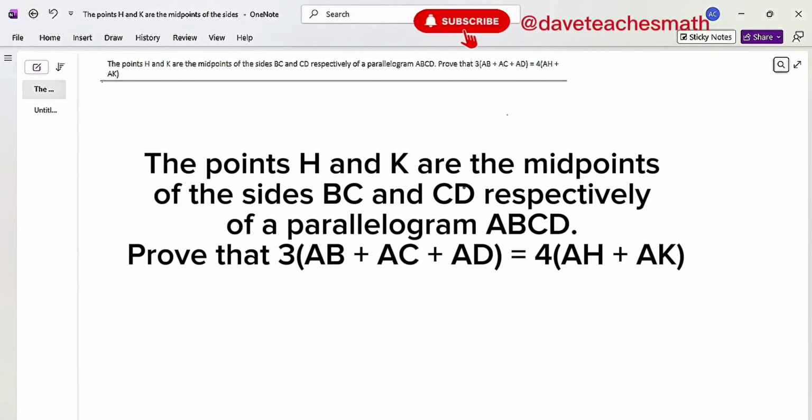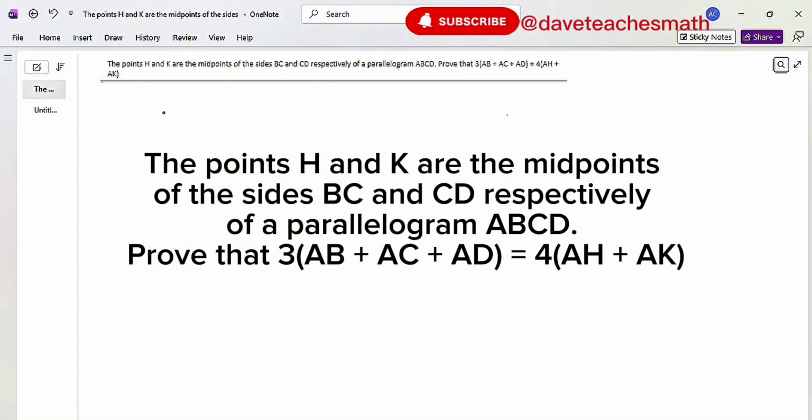So today we are going to get into vector additions using the parallelogram law of vectors. We have this question that I've written on the board. It says the points H and K are the midpoints of the sides BC and CD respectively of a parallelogram ABCD. Now we are to prove that 3AB plus AC plus AD is equal to 4AH plus AK. Okay, so now let's get into it.